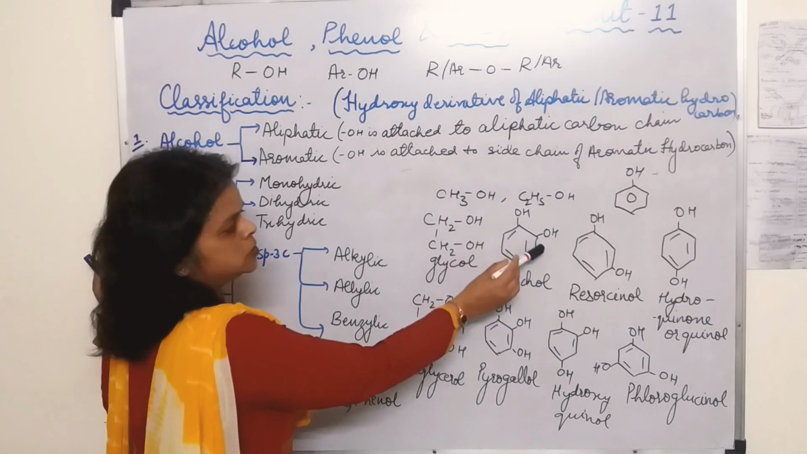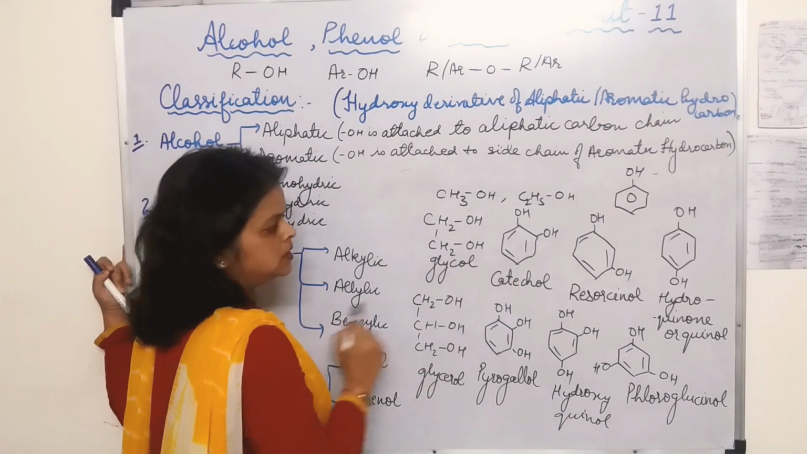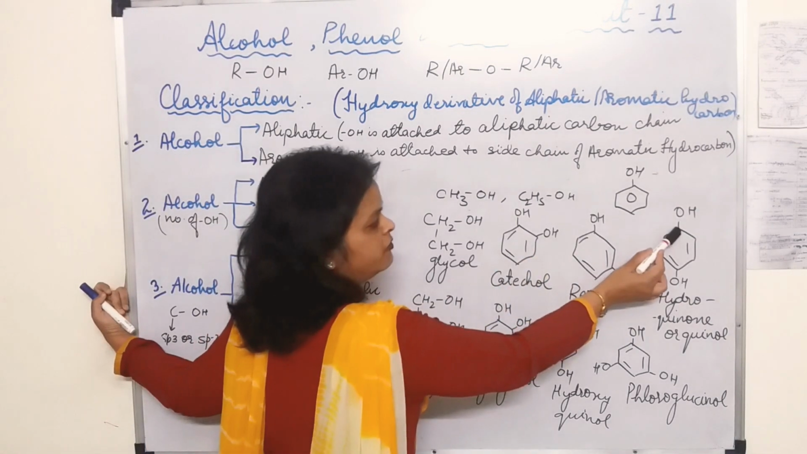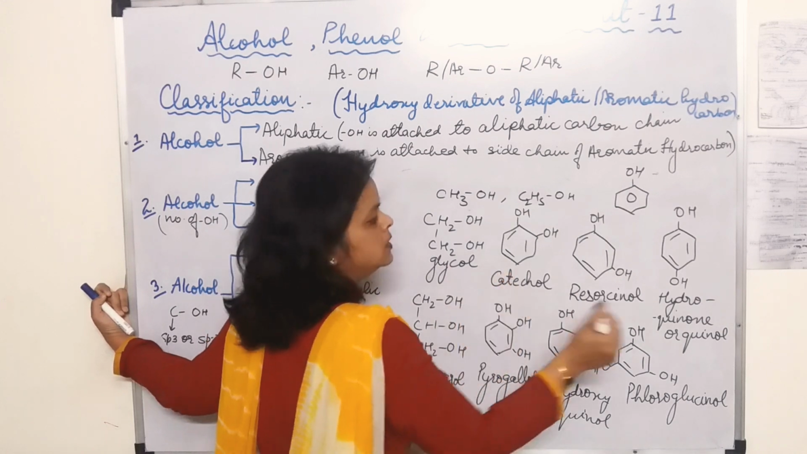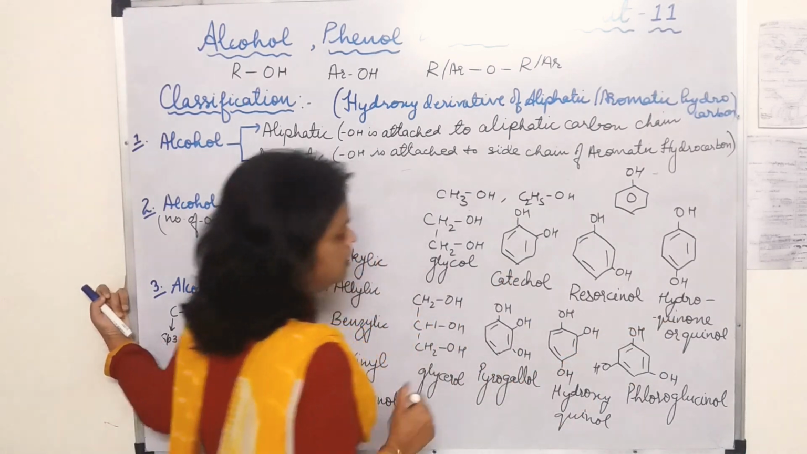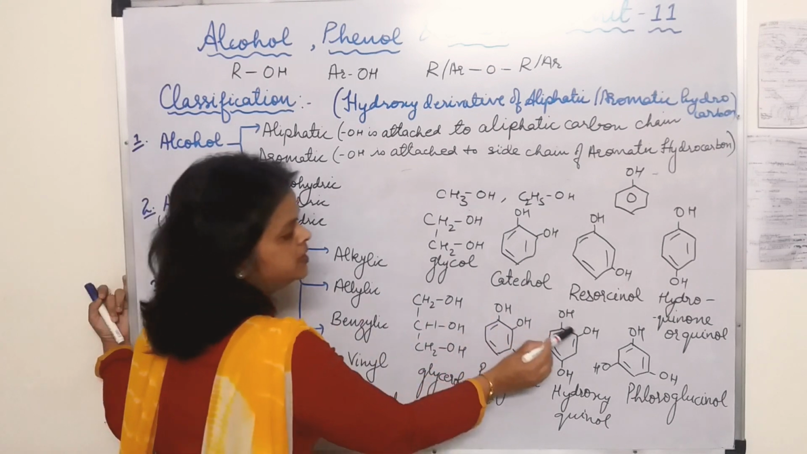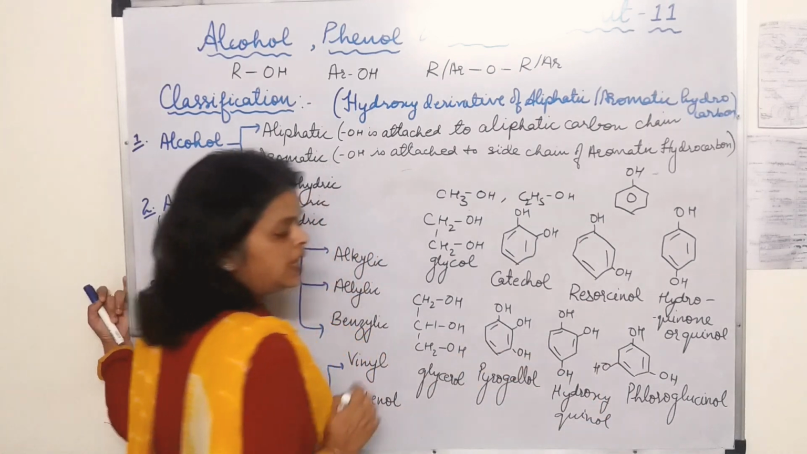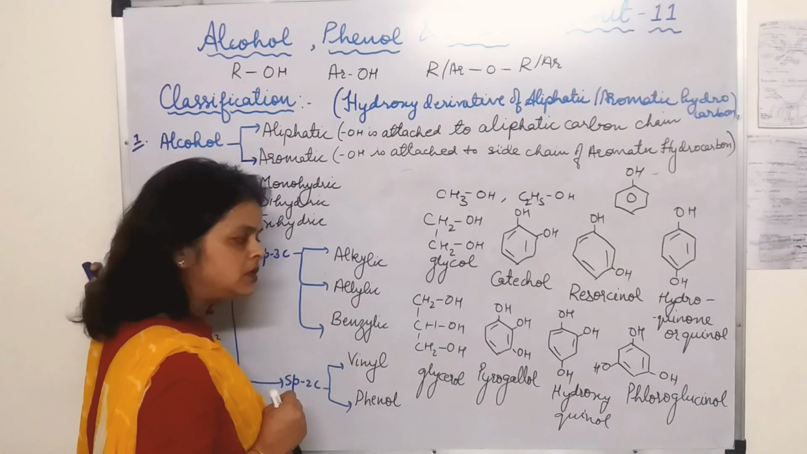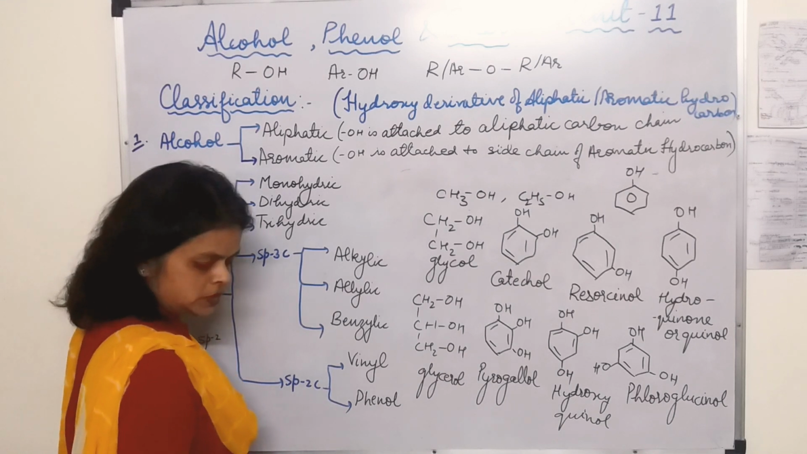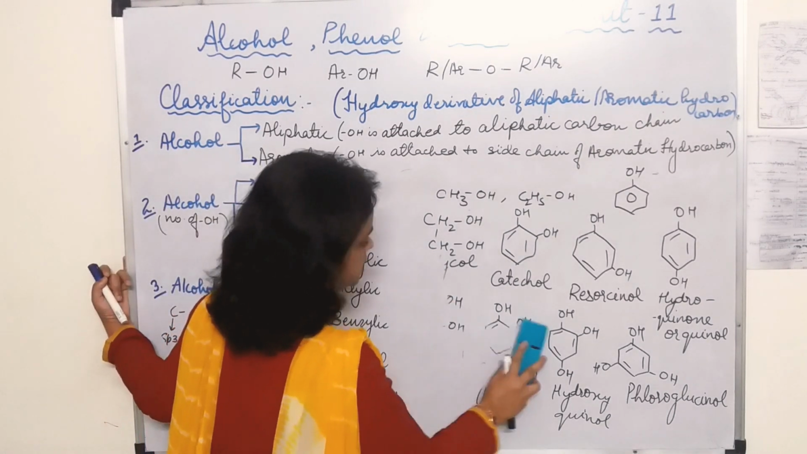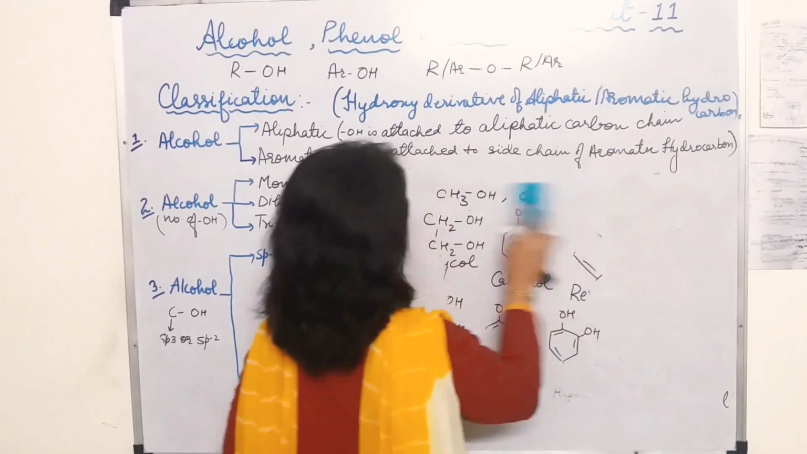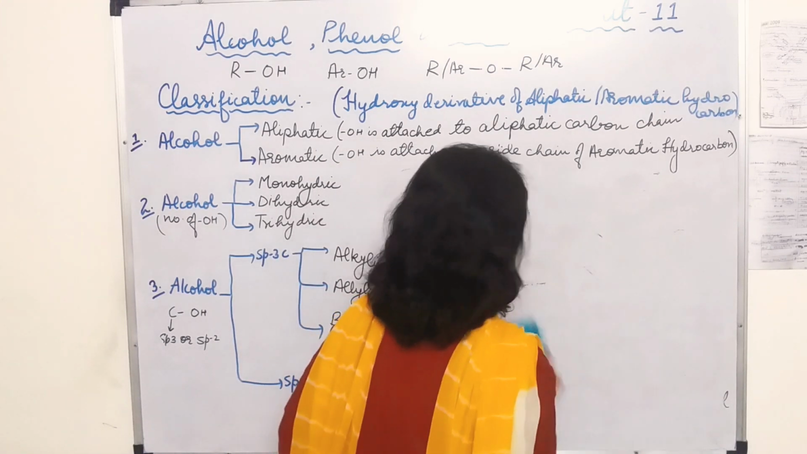If we have 2 OH groups at 1, 2, that is the ortho position, the name is catechol. 1, 3, meta position, that is resorcinol. 1, 4 position, 2 OH, that is hydroquinol or quinol. Then 1, 2 and 3, 1, 2 and 4, 1, 3, 5. At the 1, 3 and 5 positions we have 3 OH groups, and the name is phloroglucinol. So according to the number of OH groups, we can classify alcohols into monohydric, dihydric and trihydric.